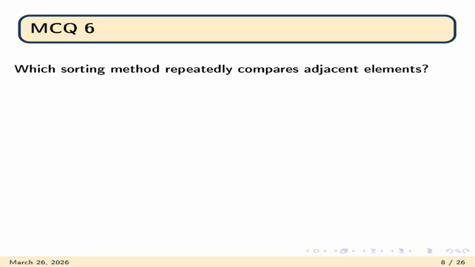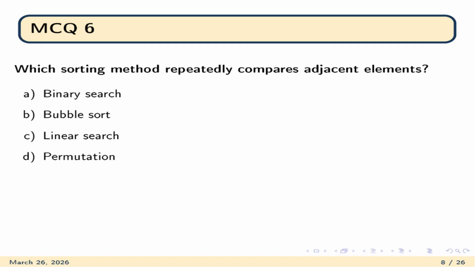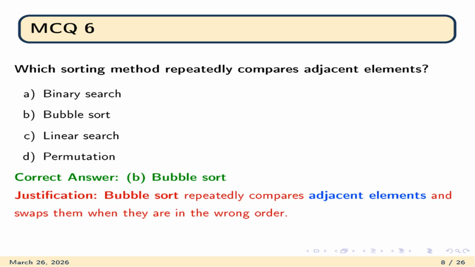Question number 6. Which sorting method repeatedly compares adjacent elements? Binary search, bubble sort, linear search, permutation. The correct option is bubble sort. Bubble sort repeatedly compares adjacent elements and swaps them when they are in the wrong order.